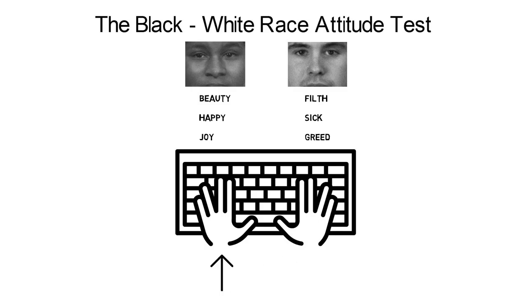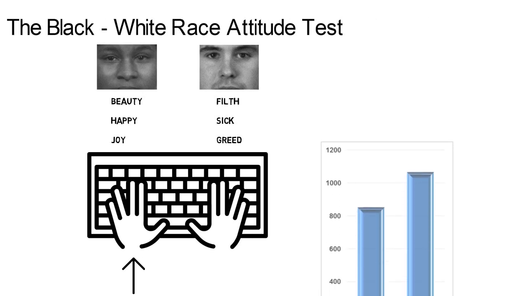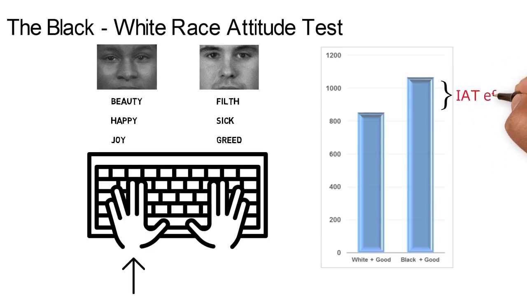In these runs, most players can't quite get into a groove, take longer to respond, and make more mistakes by hitting the wrong key. The average time differential between the two arrangements, white plus good as compared to black plus good, is called the IAT effect and reflects the strength of an attitude. On average, we might be a fraction of a second faster pairing white faces with good words than black faces with good words. This means that on average, we have an implicit preference for whites.